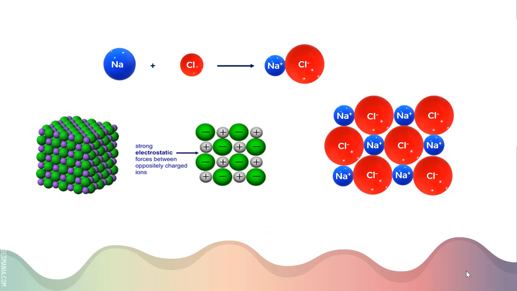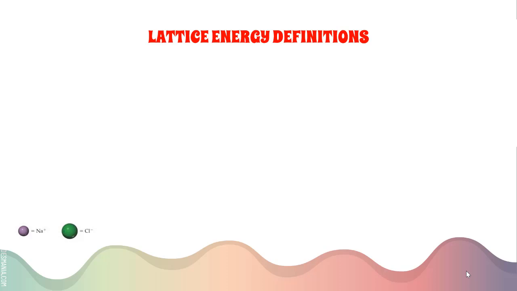The attraction draws the ions together, releasing energy and causing the ions to form a lattice. The principal reason that ionic compounds are stable is the attraction between ions of different charge. A measure of how much stabilization results from the arranging of oppositely charged ions in an ionic solid is given by the lattice energy. So let's learn the definition of lattice energy.